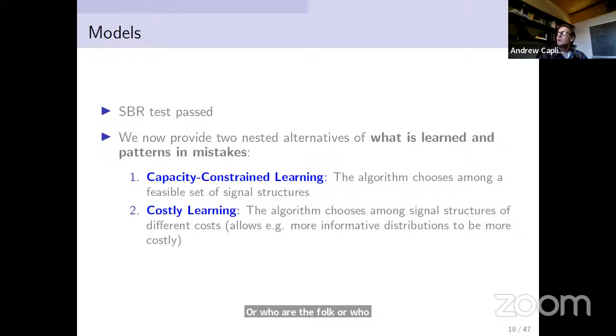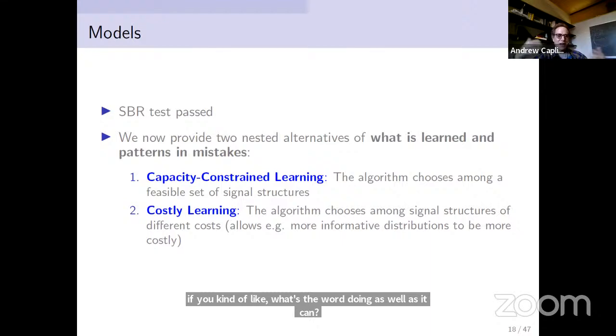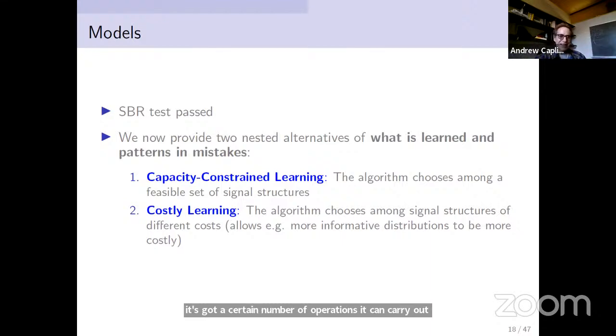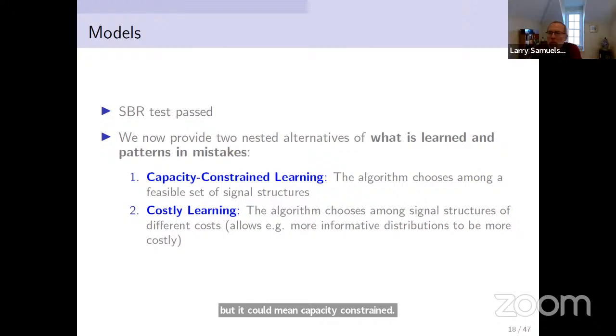I think that when you talk to people, we've tried to run conversations. The second one, their eyes glaze over. And the first one, they say, well, it's doing as well as it can. And if you ask, what's the word, doing as well as it can? It's got a certain number of operations it can carry out. It carries them out and it does it as well as it can. I don't know what that means, but it could mean capacity constrained. It's as close as I can get to what they mean.